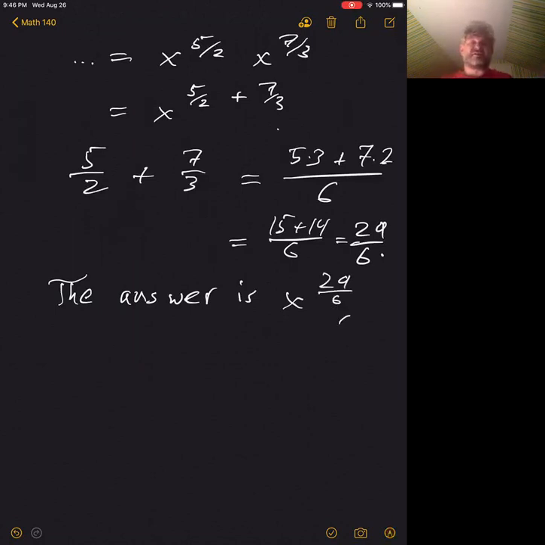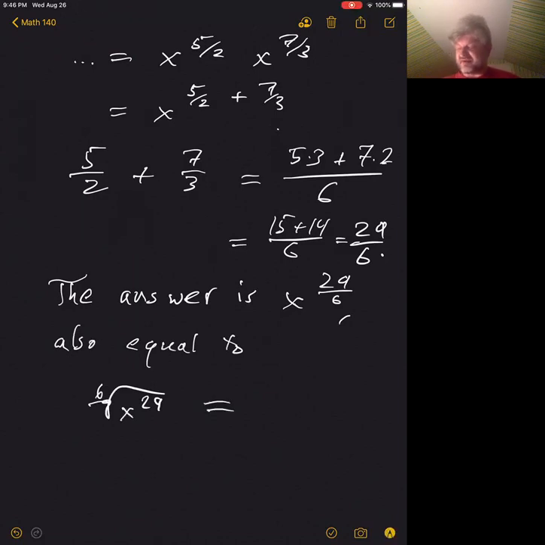And this depends on the question. You really need to read the question carefully. In what form do they want the answer? Do they want this written as a radical? So we could write this as the 6th root of x to the power 29 if we want to.